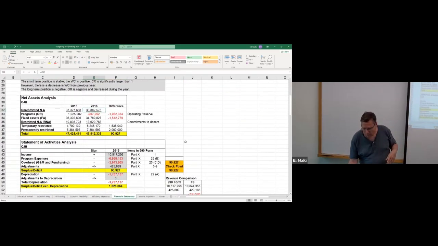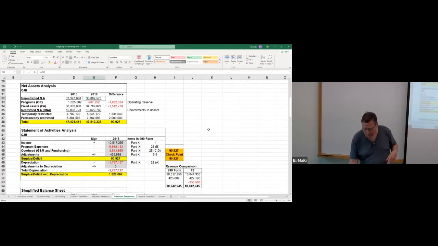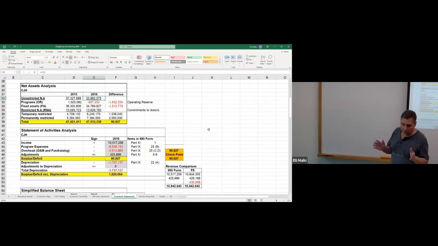Now we move to another part where we still have to do some data entry, and this is the statement of activities. Okay, so just to go back to our definition. The balance sheet showed us balances. A balance is for a specific date, usually the 31st of December of this year compared to the previous year.